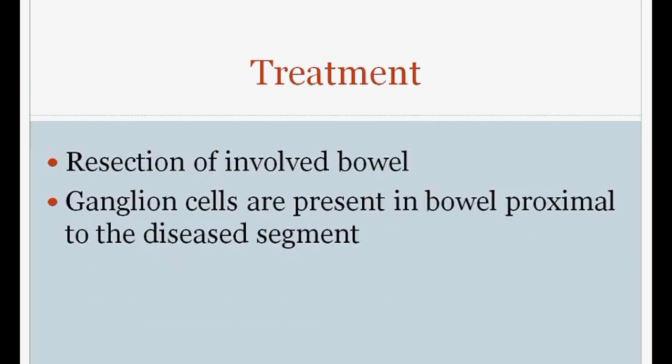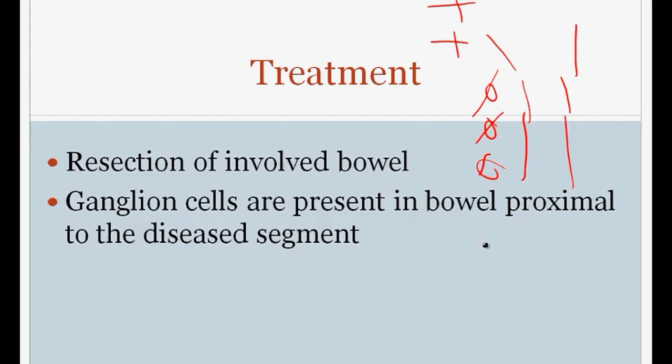The treatment of this disorder is to resect the area of involved bowel. So for example, if you're looking at the disease and this is the rectum, you may have no ganglion cells here, and then no ganglion cells here, and then no ganglion cells here, but eventually you'll come to a region where there are ganglion cells. And so what the surgeon will do is resect this area that does not have ganglion cells and leave behind the area that does have ganglion cells.